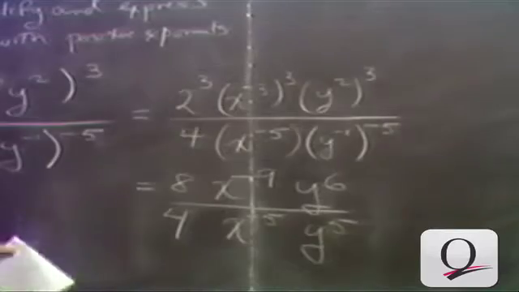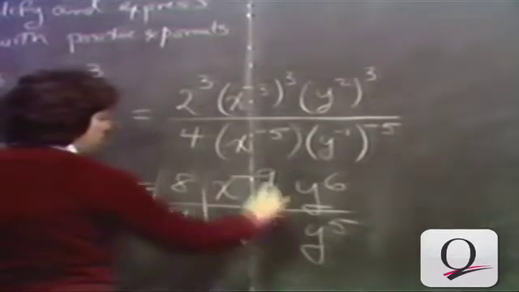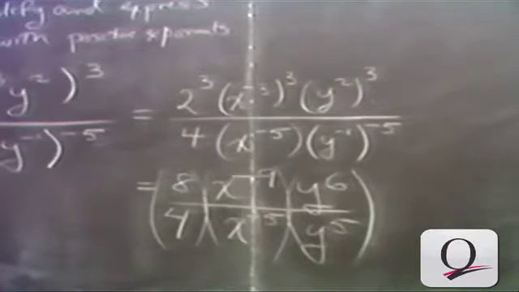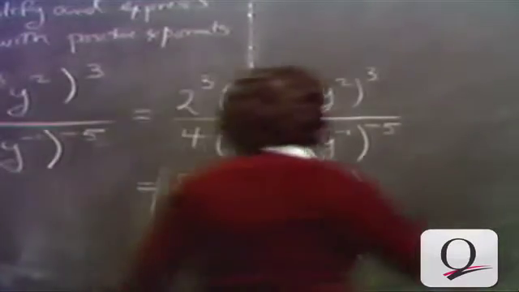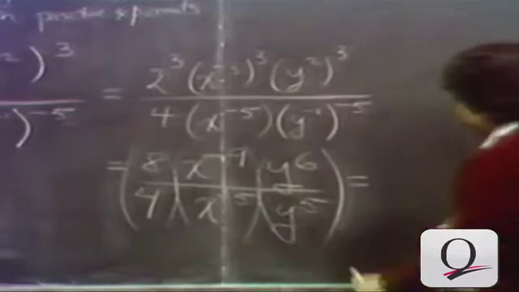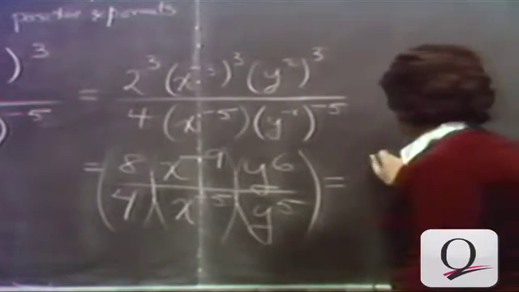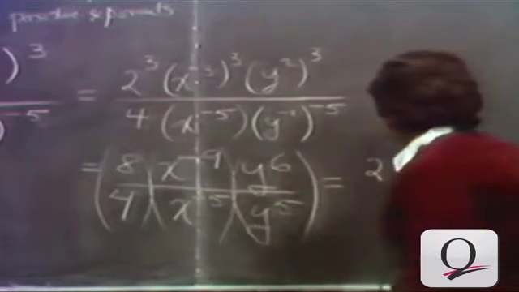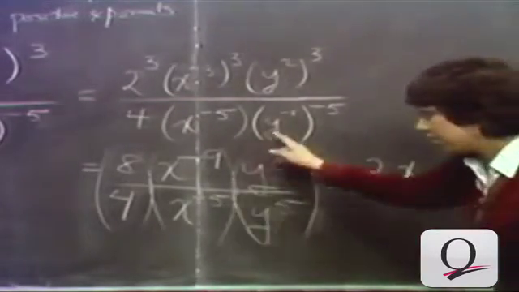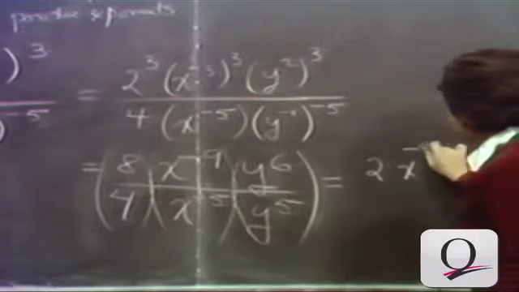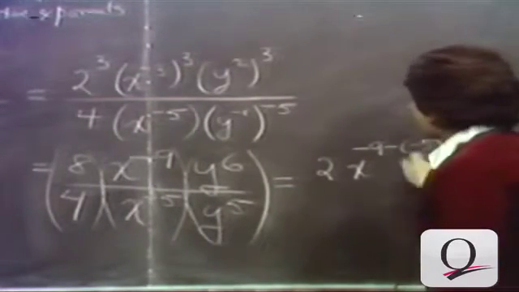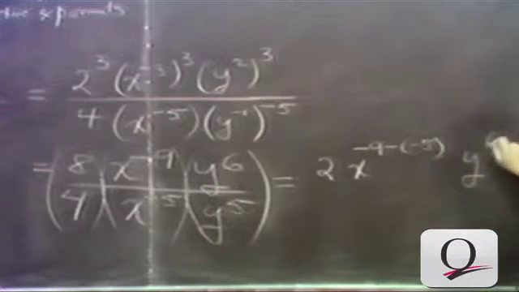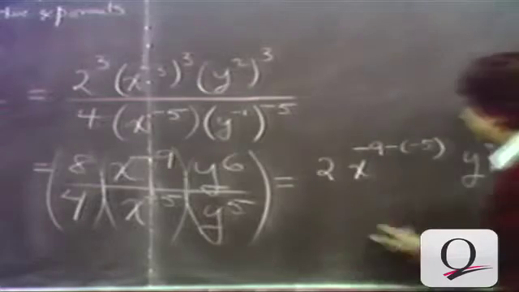And what we can do here is break this into 3 smaller problems. First take care of the constants and the x's and then the y's. So what do we get? 8 divided by 4 gives us 2. x to the minus 9 over x to the minus 5 is, it's like x to the a over x to the b. It's x to the a minus b. That is, you subtract the powers when you divide. And here, y to the 6 minus 5 power.